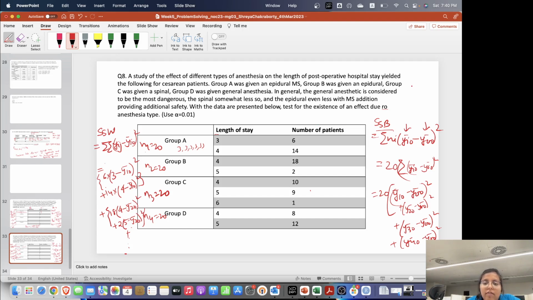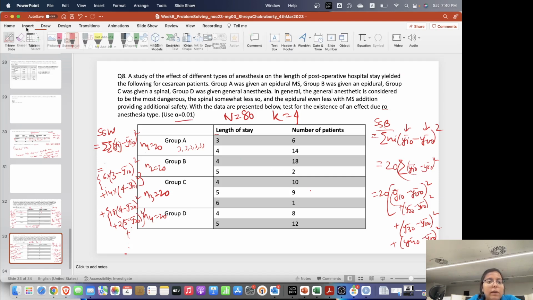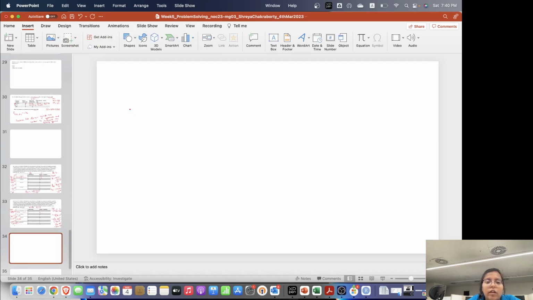You already have n is 80 and k is 4. So if we have SSB, SSW, n, k, and we also have the F cutoff, then to find the ANOVA table, I'll just write the ANOVA table here.